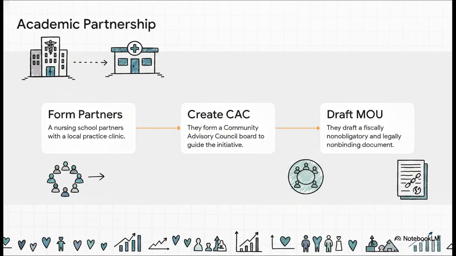Step 3. They draft a Memorandum of Understanding, an MOU. Now, listen closely to this detail for the exam. An MOU is fiscally non-obligatory and legally non-binding. Just say it with me so it sticks. Fiscally non-obligatory, legally non-binding. It's basically an agreement of cooperation, not a strict legal contract. Make sure you memorize those exact terms.